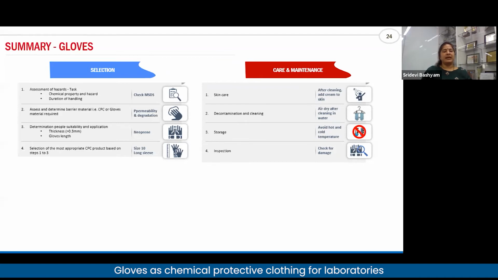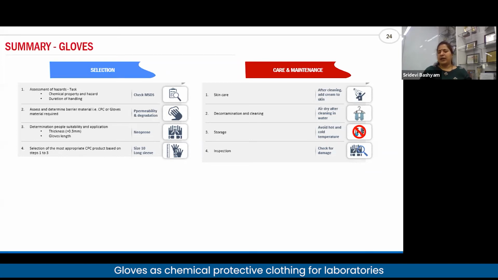And the chemical property has to be considered. In the SDS we know what kind of chemical property it is, and accordingly the assessment has to be done. Once we are assessing the material, we also need to check the permeability and the degradation of the gloves. And sometimes, for band 5 or band 4 type compounds, wearing double gloves is very important, and wearing them up to the cuff.